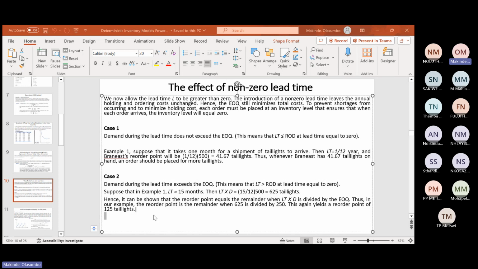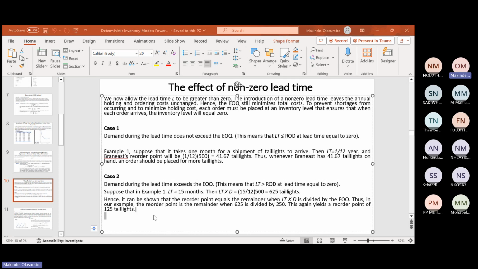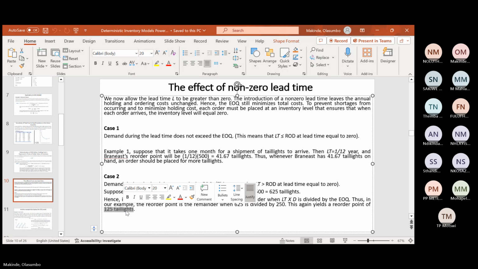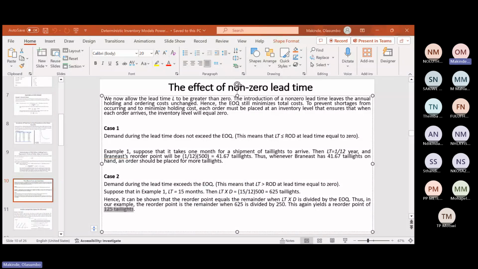Take the decimal part of the result, because 2.5 decimal part is 0.5. So I take that 0.5, then I multiply it by the EOQ again, which is 250. So you see that result gives me 125, and that 125 is the reorder point. And that's how you see them getting that 125 here. So I hope that makes sense. Does it make sense?